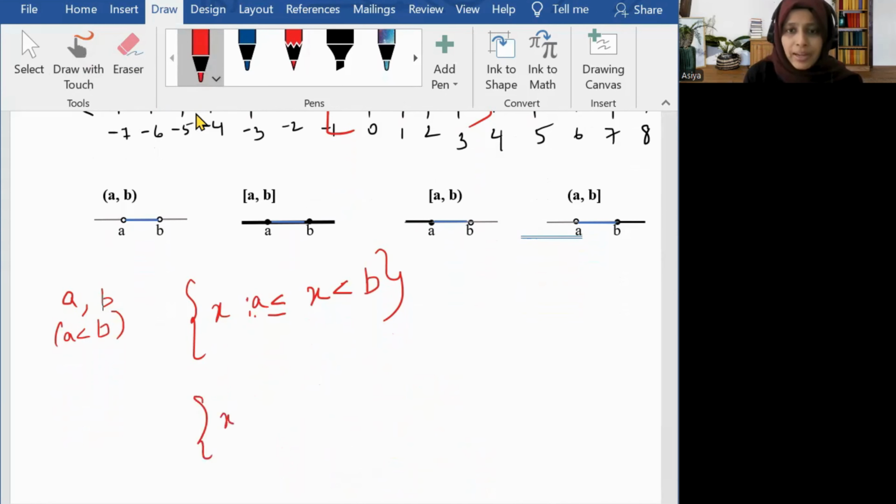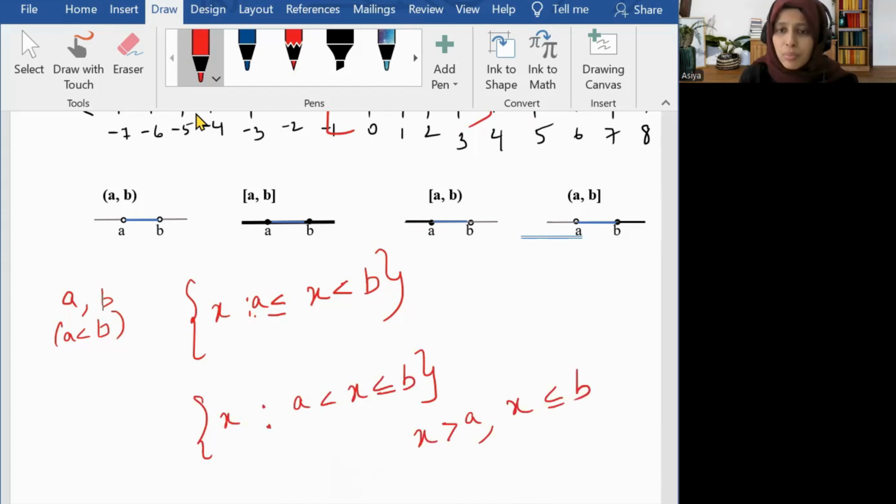Now, similarly, if I write the set of all x such that a is less than x less than or equal to b. That means I am saying x is greater than a and x is less than or equal to b. Greater than a means a will not be included, so this will come as open interval. When I say less than or equal to b, b would be included and it would be a square bracket. I hope now you have seen the representation. One is a small bracket, the other is a square bracket.